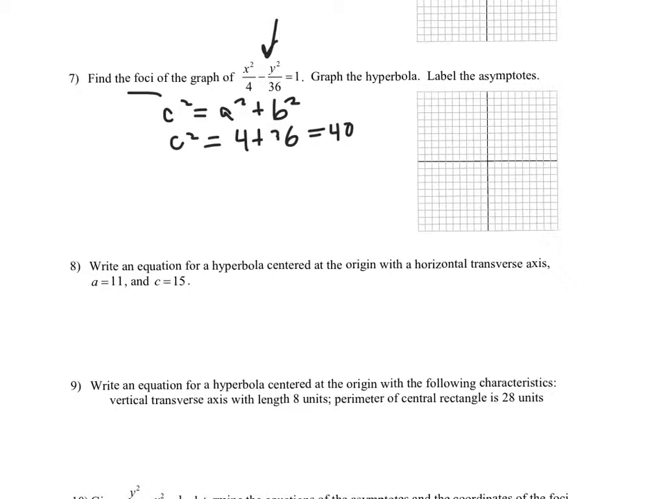So my foci are going to be at plus or minus the square root of 40, which is plus or minus 2 root 10. So plus or minus 2 root 10, 0.